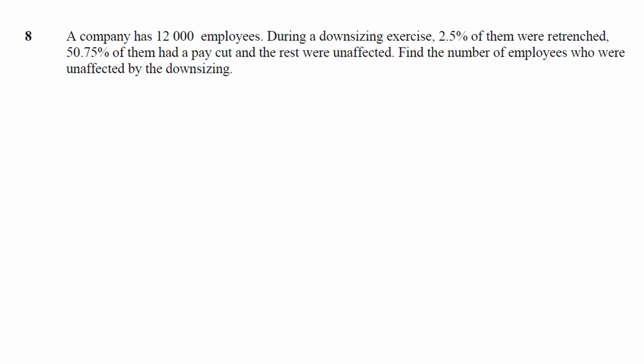Right, let's look at the problem sum now. We have a company, and this company has 12,000 employees. So let's write it down. There are 12,000 employees. We're going to let these 12,000 employees be 100%. During a downsizing exercise, 2.5% of them were retrenched. 50.75% of them had a pay cut, and the rest were unaffected. We are asked to find the number of employees who were unaffected by the downsizing.